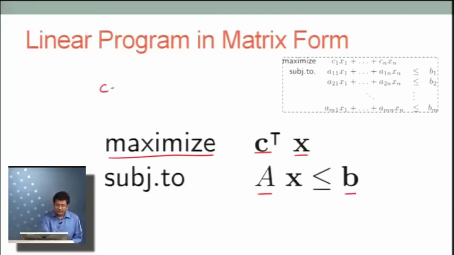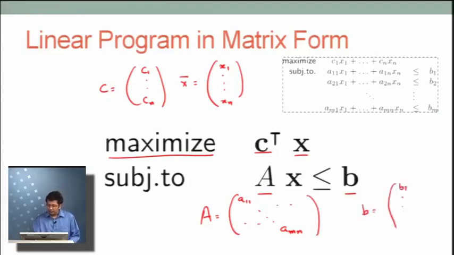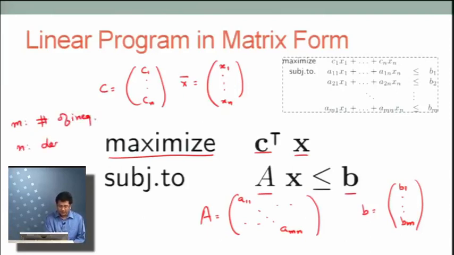C is the column vector C1 through Cn. X is the set of decision variables, which is the column vector X1 through Xn. A is an M times N matrix. And B is a column vector, B1 through Bm. M is the number of constraints. N is the number of decision variables. Okay, so far that's the problem setup.